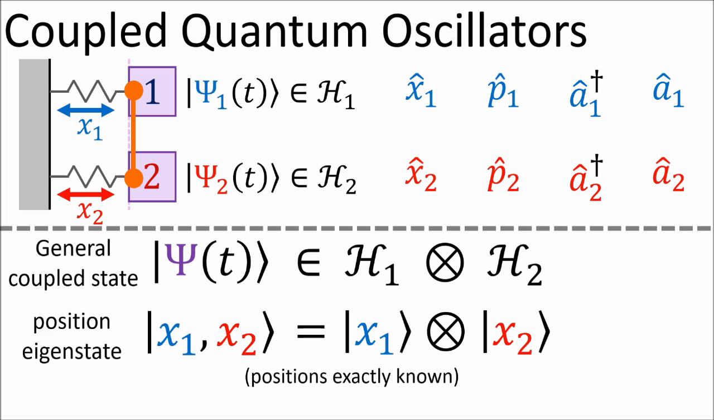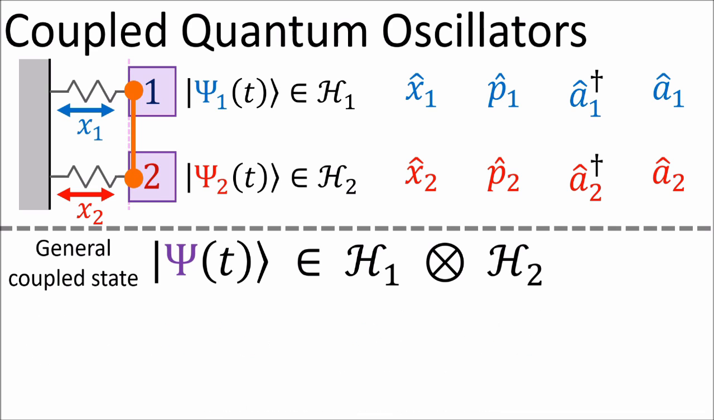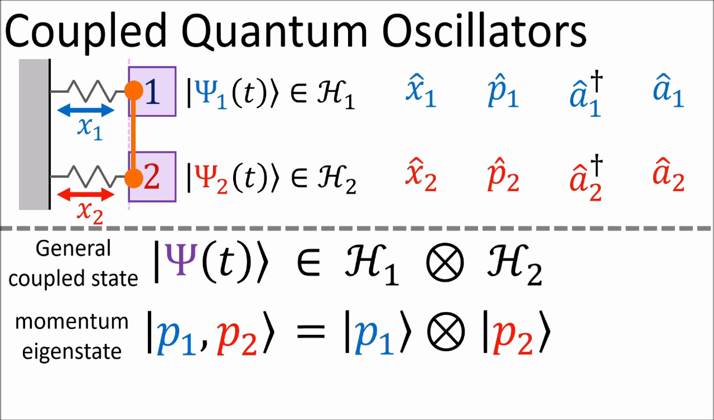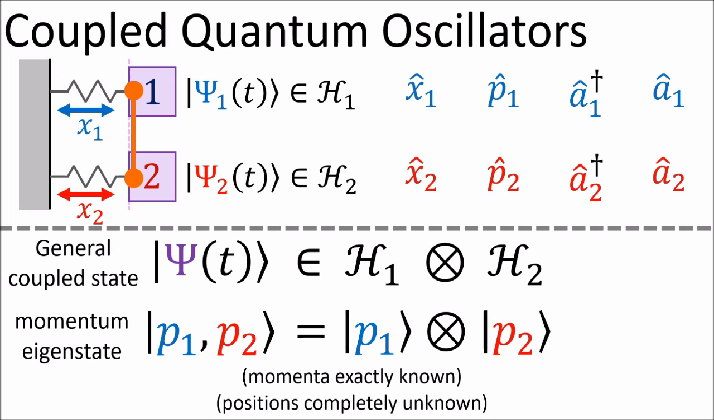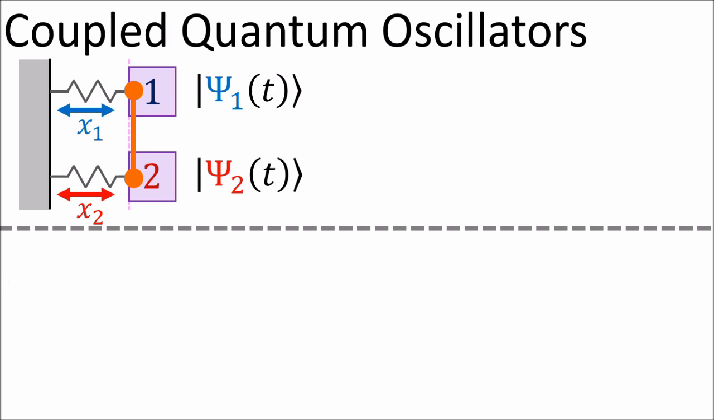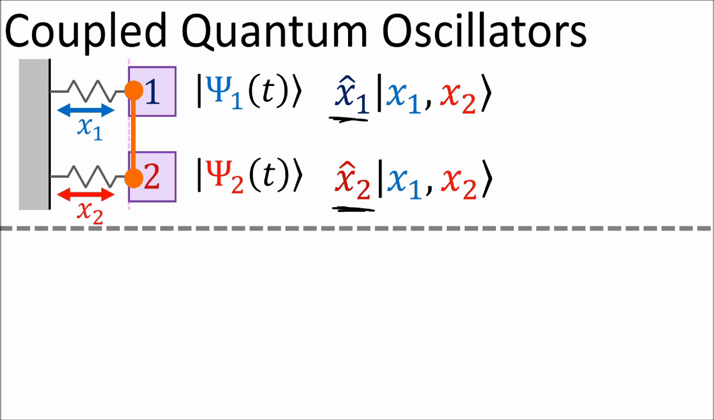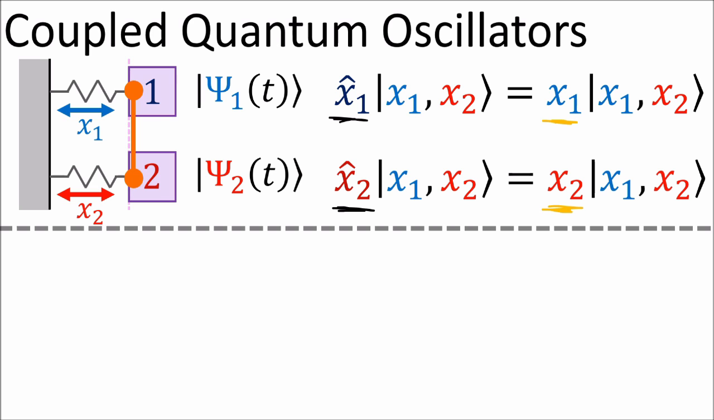This represents a state where the positions of the two oscillators are exactly known, but the momenta of the two oscillators are completely unknown. We can similarly define a state where both momenta are exactly known, but the positions are completely unknown. We can define two position operators, x1 hat and x2 hat, which act on the combined position eigenstate, and return the oscillator positions as eigenvalues.